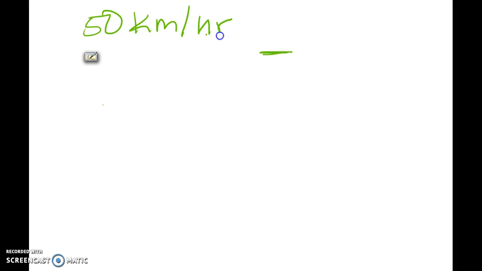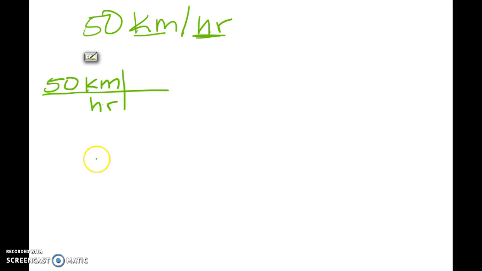The hour is fine. That's good. The unit we need to convert is kilometers. So what you do is you take and you go like this, 50 kilometers, and then you just make this little bracket, kilometers per hour. Now, hours is fine. Let's leave it alone. Let's look at kilometers. I don't know the conversion for kilometers to miles, but what conversions do I know?